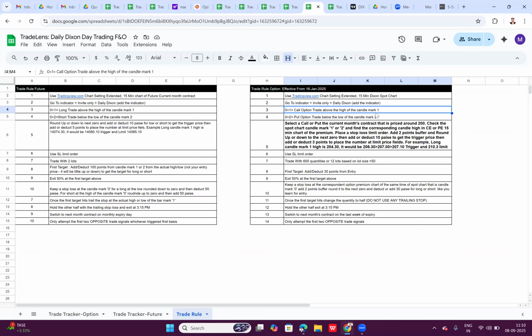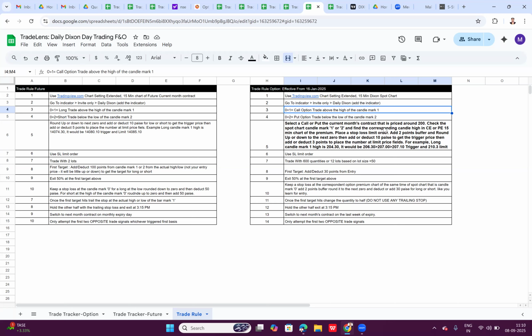Means first we have to select a strike price which has a premium of approximately 200. If you are trading a strike price with a premium of 200, the required capital for one lot is approximately 10,000. You can easily trade 12 lots if you have a capital of 1,20,000. If you have less capital, then as per your investment, you can maintain quantity.